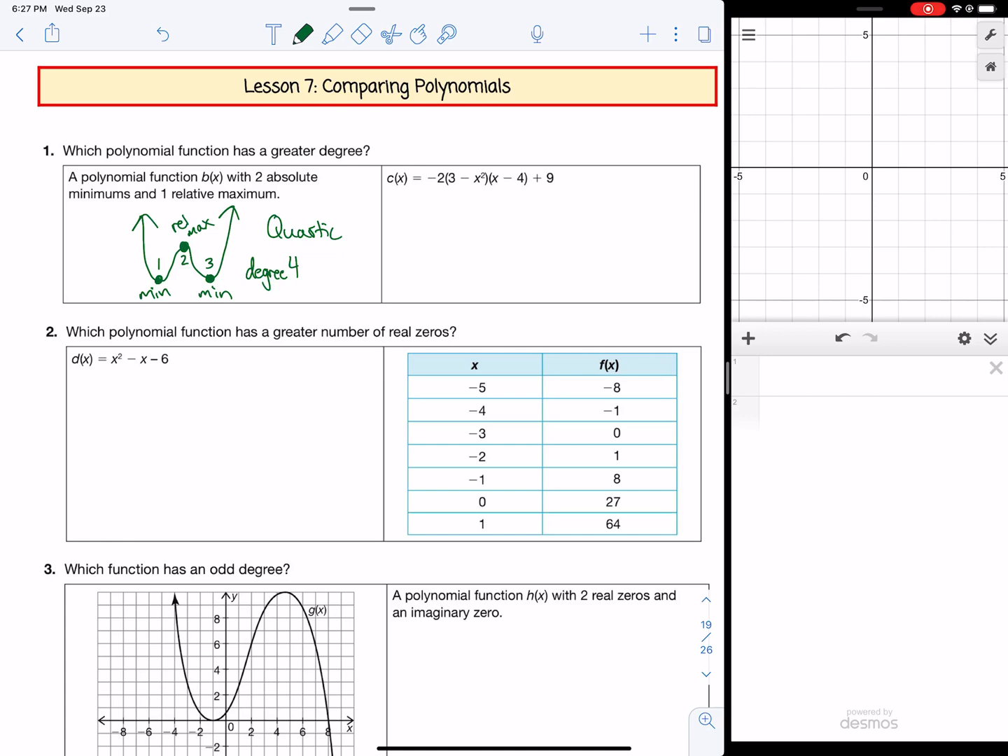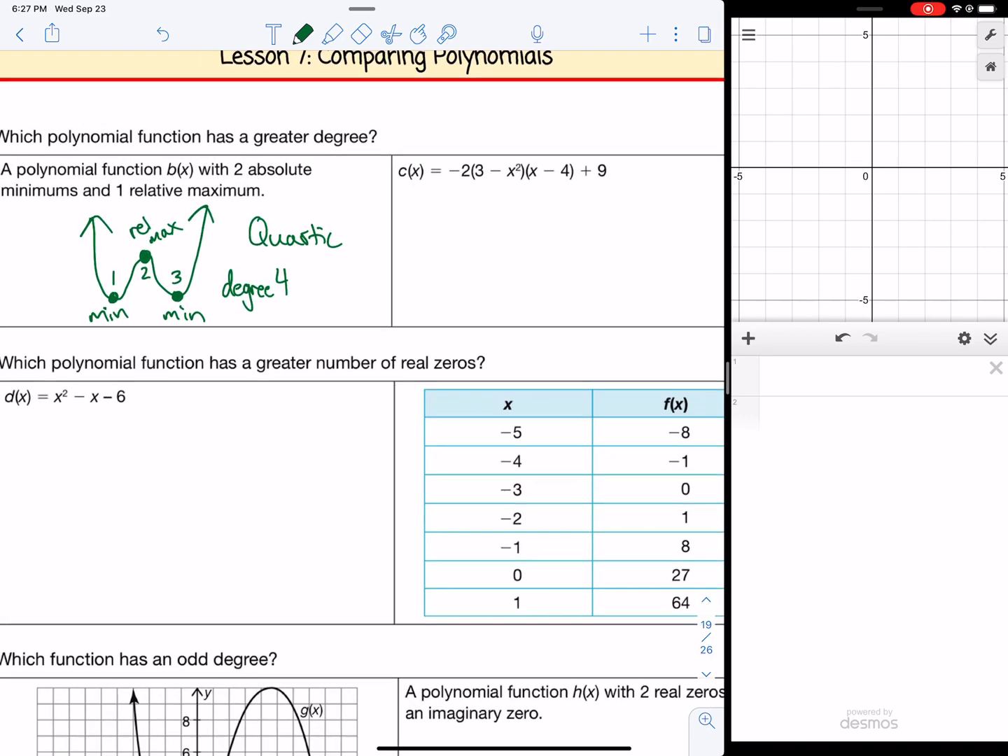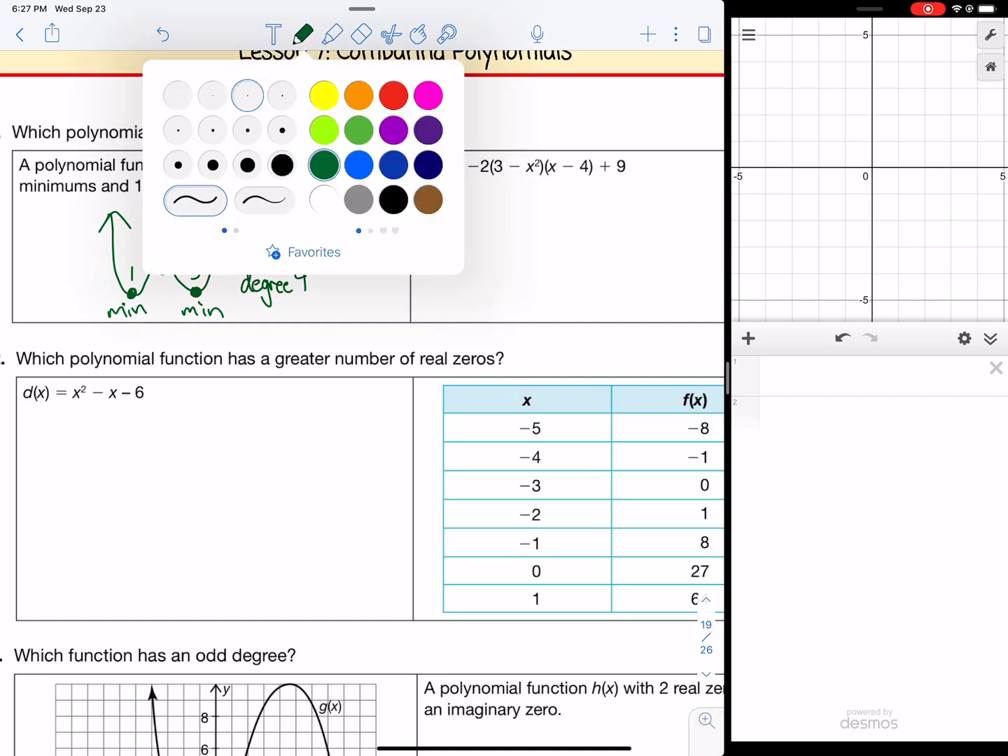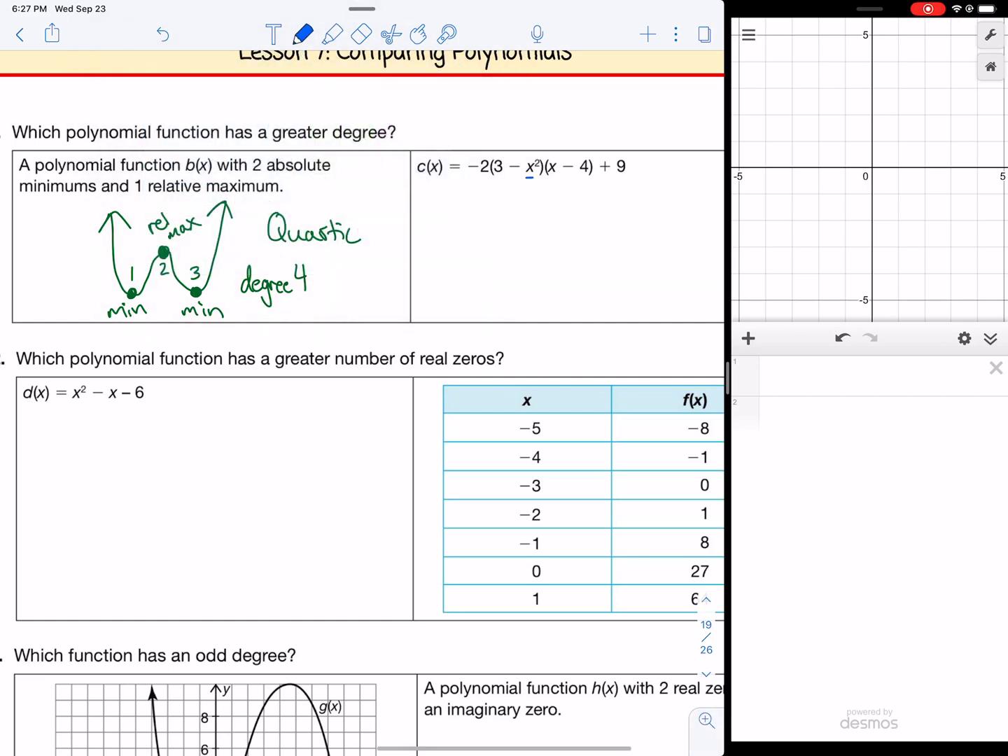And for the function they gave us, it says -2 times 3 minus x squared times x minus 4 plus 9. Now there's a trick to figuring out the degree without having to do a lot of work. So what you can do is think of x squared times x, because that's where your degree would come from. And that's going to give you x cubed. And so the highest degree of that function is going to be 3.